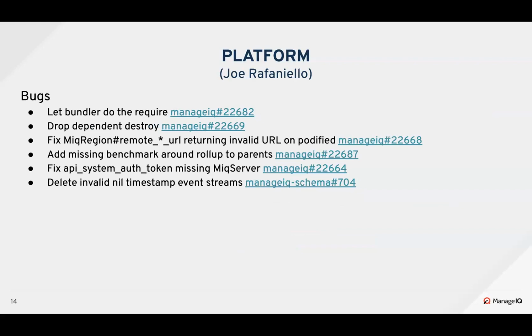I fixed a bug after enabling Zeitwerk by letting Bundler do the require and not specifying a custom require value in the gem file. Keenan dropped unnecessary dependent destroys. Adam fixed a longstanding bug where the MIQ region remote UI or remote WS URL returned an invalid URL on Podify. I added a missing benchmark block around the metric rollup to parents. Adam fixed a bug found in development for the API system auth token, which was failing with the missing MIQ server. And I added a data migration to delete the invalid nil timestamp event streams. That's it for the platform.